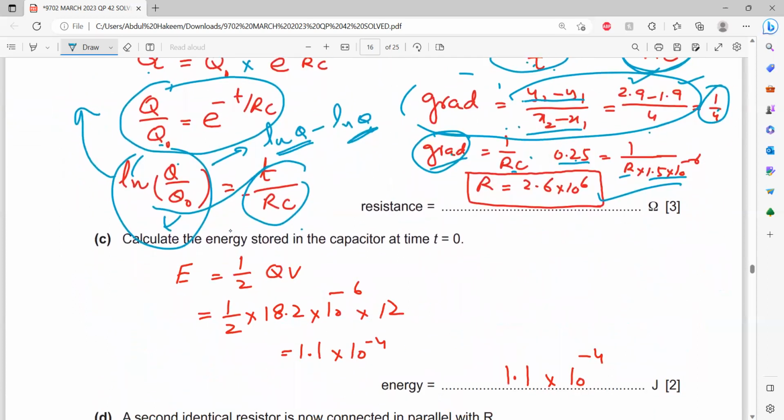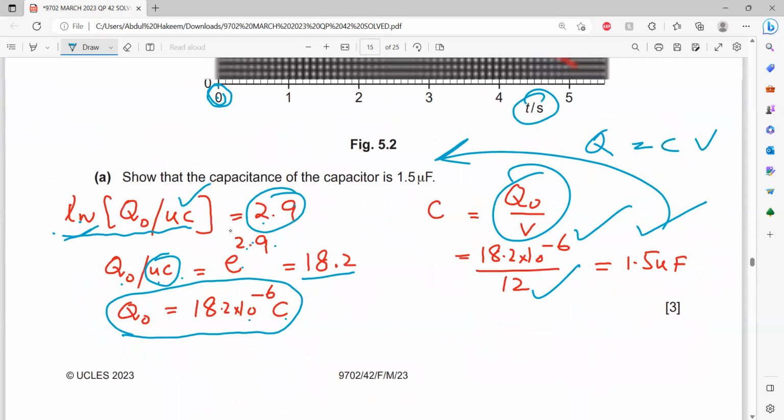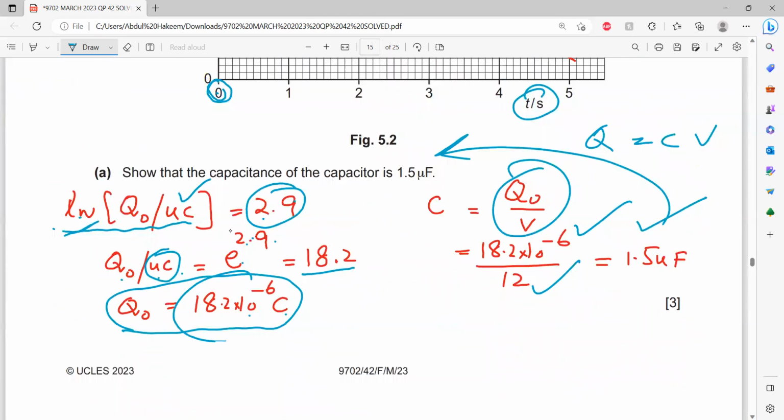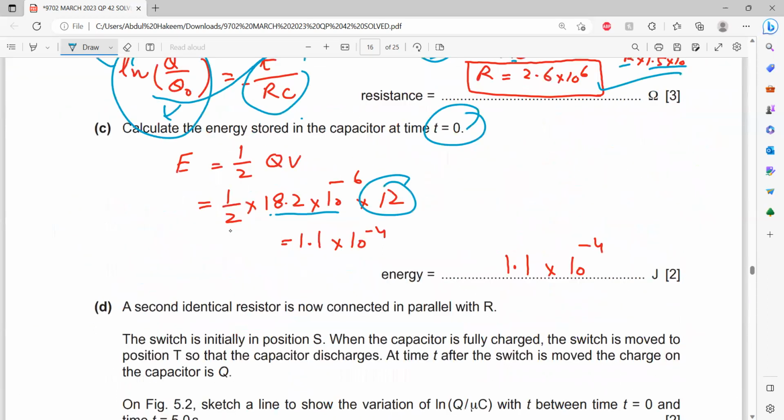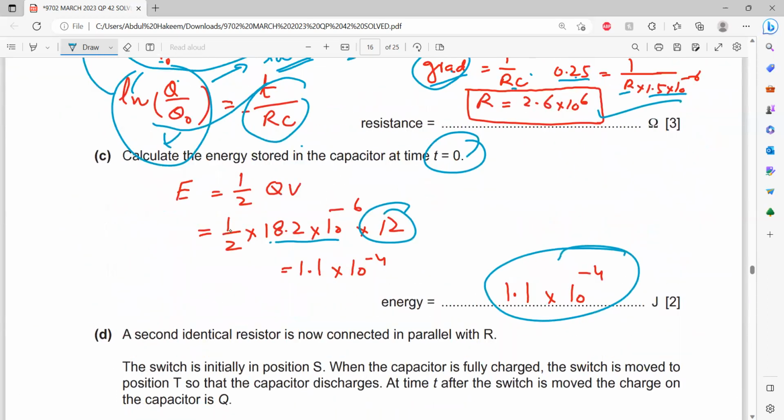Calculate the energy stored in the capacitor. Energy is equal to half QV, half the charge we have calculated, times the voltage at time 0. At time 0, you have calculated the charge, 18.2 times 10 power minus 6, so use this here. The value is 1.1 times 10 power minus 4 joule.